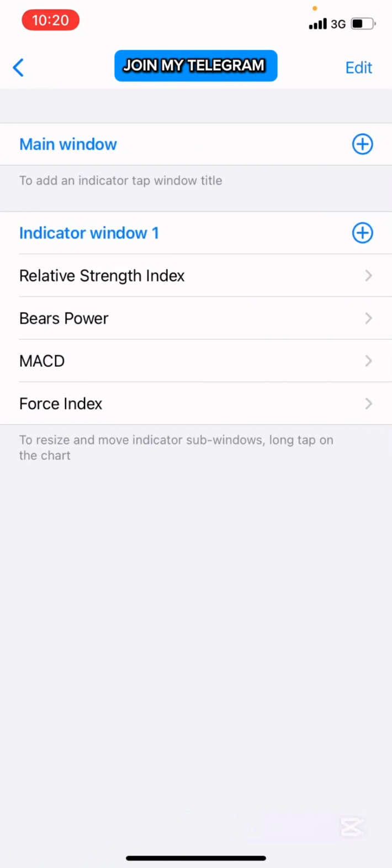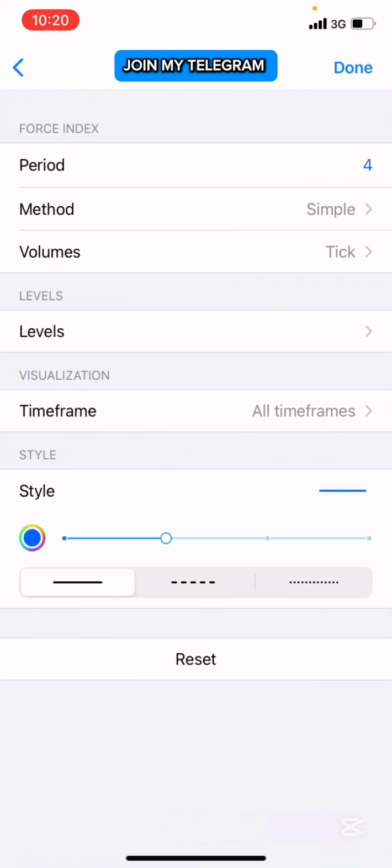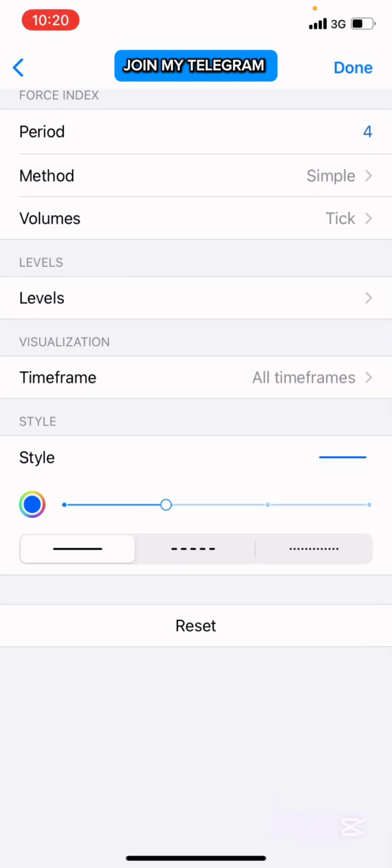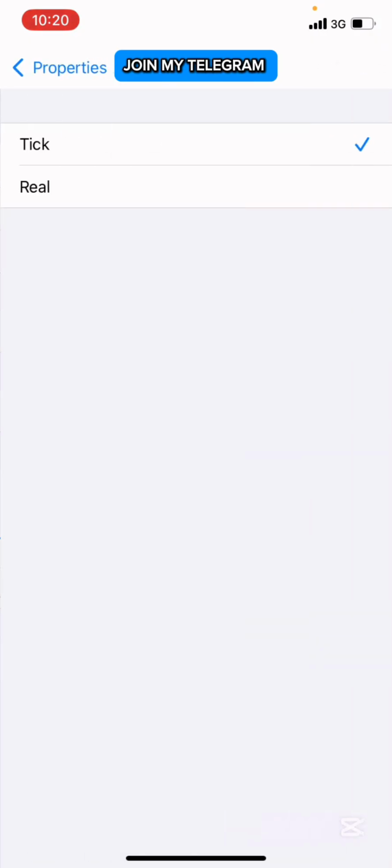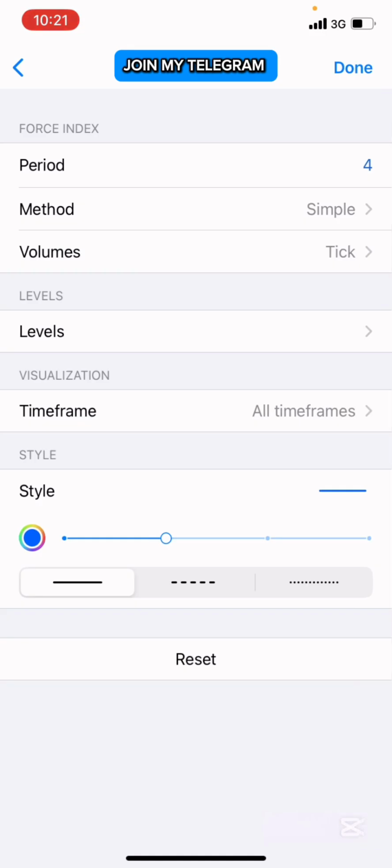Then after that, you put on the force index, period 4, method simple, volume tick. All right, then the style is going to be on 2 pixels with the color blue. Then use this first trend line right there, then you click on done.